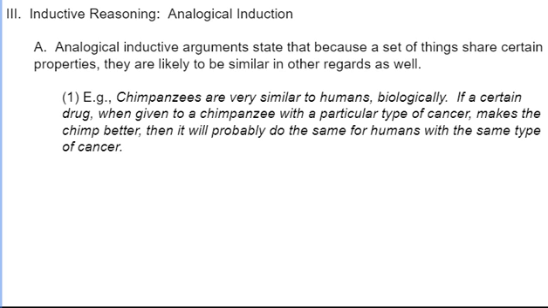Humans are enough like chimps, biologically speaking, to conclude that if a certain drug works on them for a certain kind of cancer, then it probably does for us as well. Of course, it's probably, right? There's always a chance that it's wrong. But the whole idea of medical testing relies on this inductive kind of reasoning, where there's a higher likelihood that we'll have a good chance.